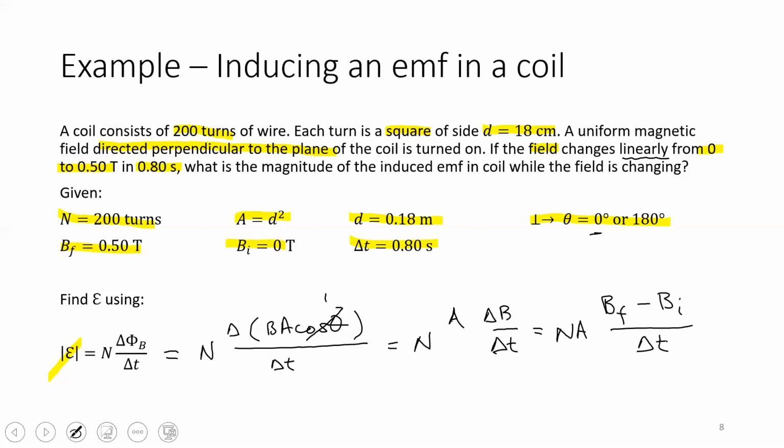So I have all these numbers, right? I have n equals 200 turns. I can find A pretty quickly, right? That A is d squared. I've got my final and my initial magnetic field and how long it took. So if I plug all of those things in and round to my sig figs, I am going to get that my induced EMF is going to be 4 volts. Easy enough, right? Okay, so that's my 4 volts.